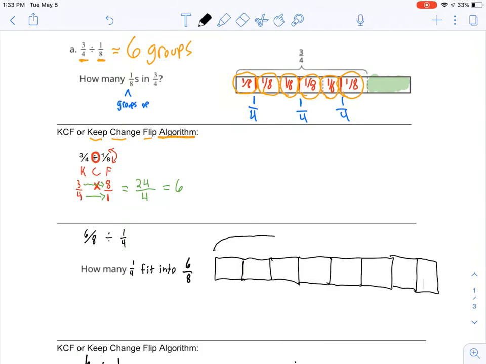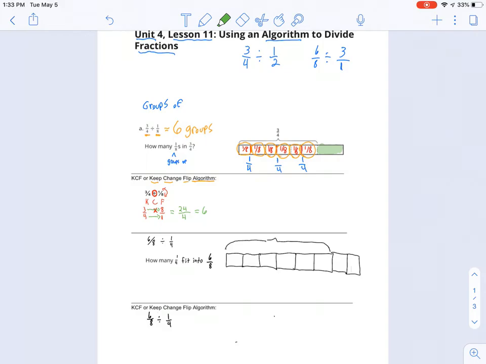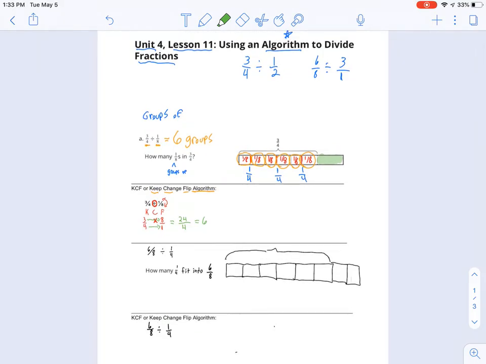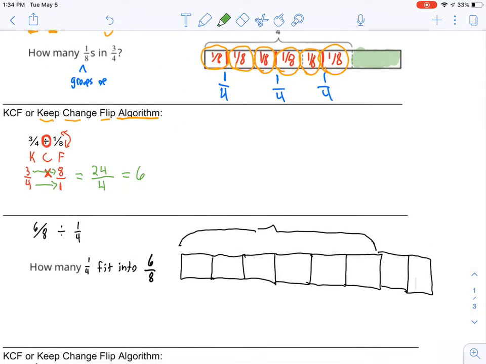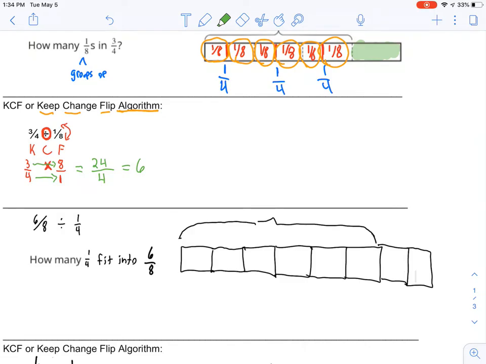1, 2, 3, 4, 5, 6. 6/8. So we're going to go ahead and shade these last ones in as obsolete because we're not going to use them. And let me just make sure that my thing is working. Okay, so 6/8 all together. Now, how can we divide 6/8 into groups of 1/4? Okay, well, these are all 8ths, right? We have 6 of them.